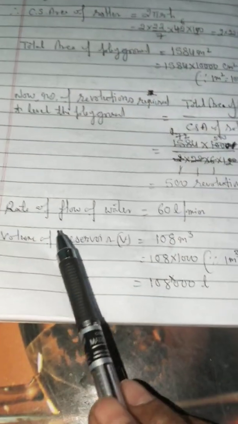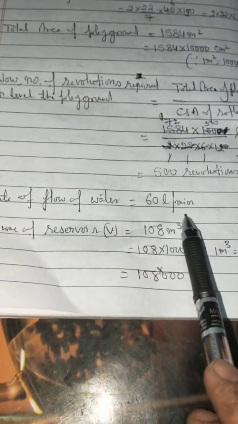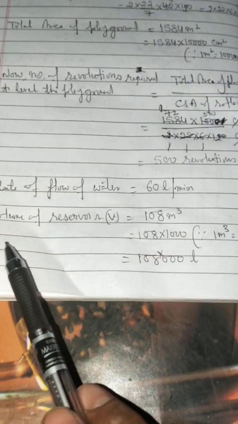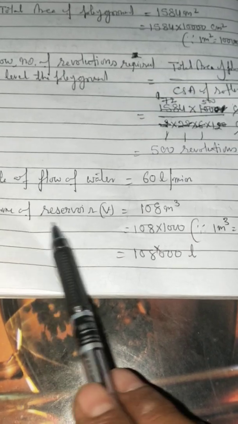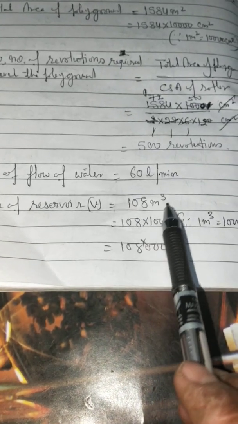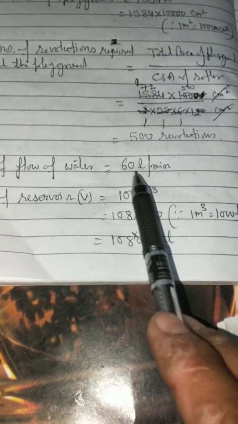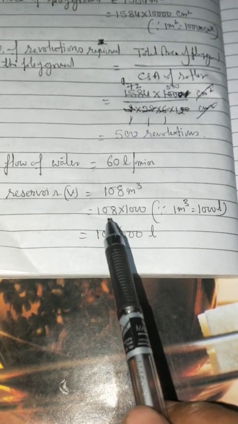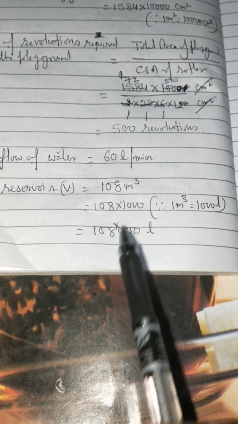So here the rate of flow of water is 60 liters per minute. In 1 minute its rate is 60 liters. Volume of reservoir, volume of tank is equal to 108 cubic meters. Convert this cubic meter into liters. 1 cubic meter is equal to 1000 liters, and 108 cubic meters is equal to 108 into 1000 liters.